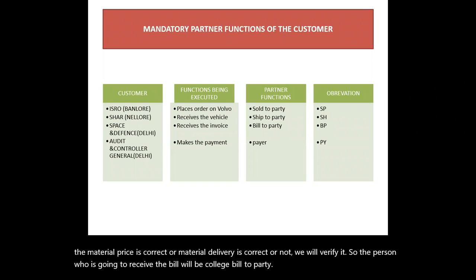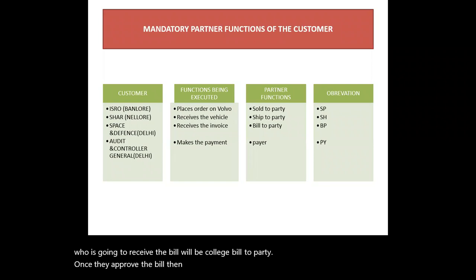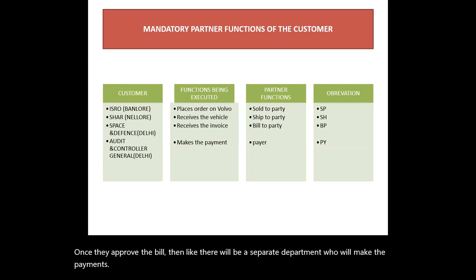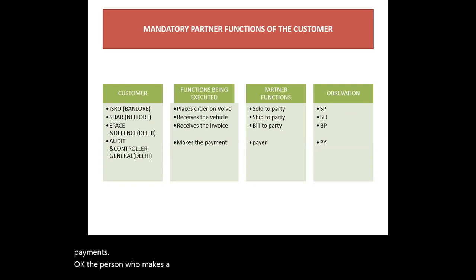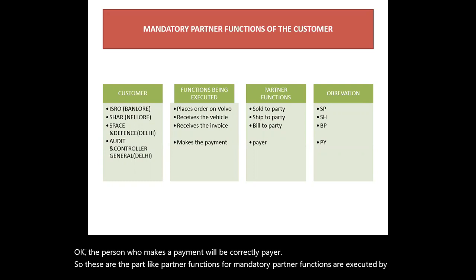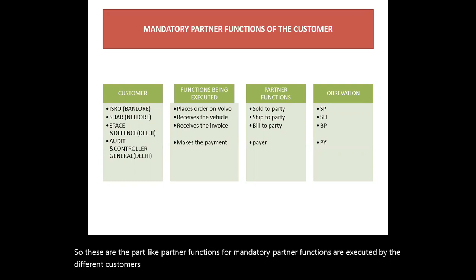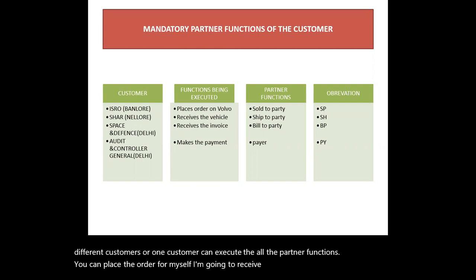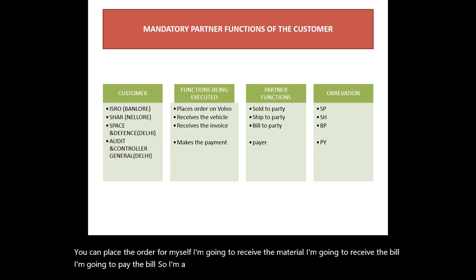Once they approve the bill, a separate department will make the payments. The person who makes the payment will be called the payer. So these are the partner functions. The 4 mandatory partner functions are executed by different customers, or one customer can execute all of them. I can place the order for myself, receive the material, receive the bill, and pay the bill. So I'm a sold to party, a shipped to party, a bill to party, and a payer.